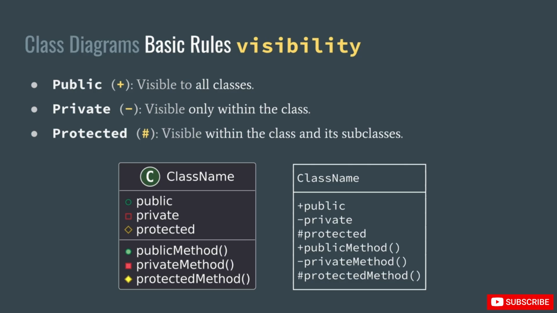Finally, protected visibility restricts access to the class and its subclasses. It is depicted as a hash symbol or a yellow diamond shape. Attributes are depicted as hollow shapes, while methods are shown as filled shapes.